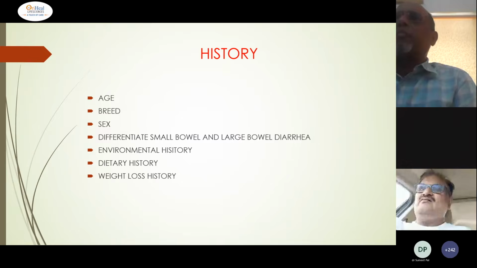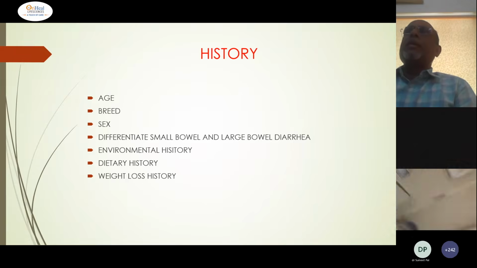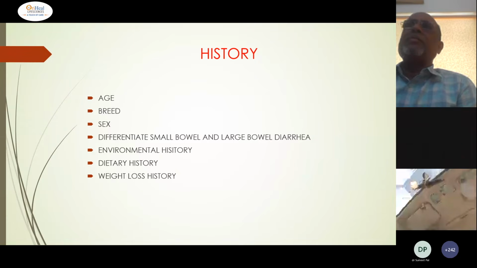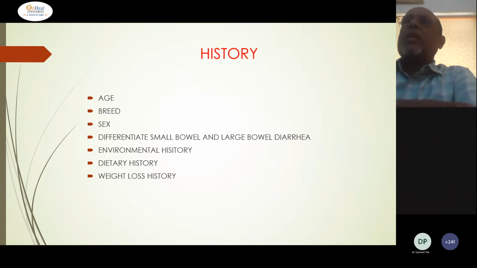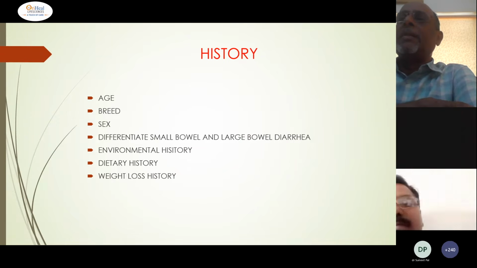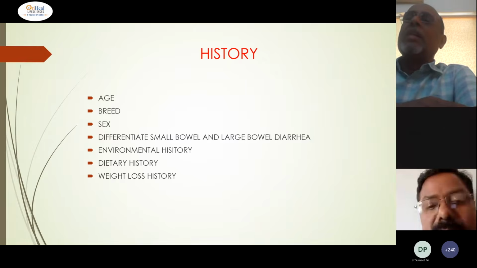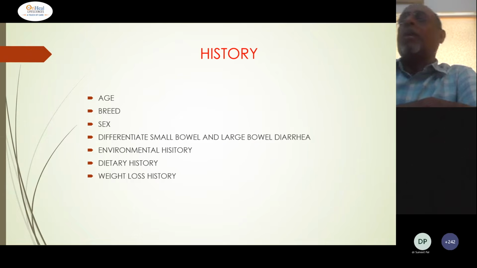The next step, the most important step, is to differentiate small bowel diarrhea and large bowel diarrhea. Whenever the client says my animal is passing loose stools, then you should ask a number of questions. What is the frequency? What is the quantity? What is the color? Is there mucus? Is there blood? Is tenesmus there or not? All these things will help you to narrow down to small bowel or large bowel easily.